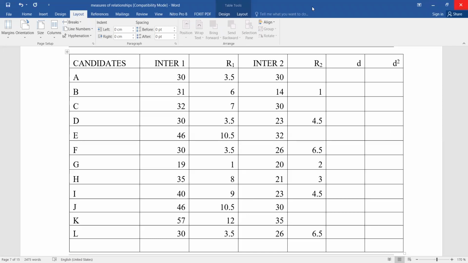30 is 9. 32 is 11. And this is 12. Good. So we find the difference. We find the difference of the ranks. So we'll have 3.5 minus 9. The first one you'll have 3.5 minus 9.